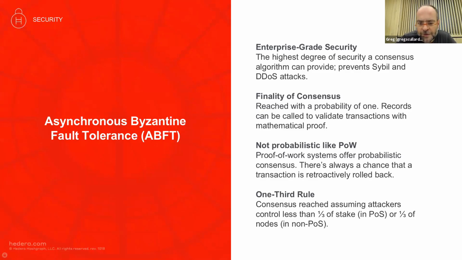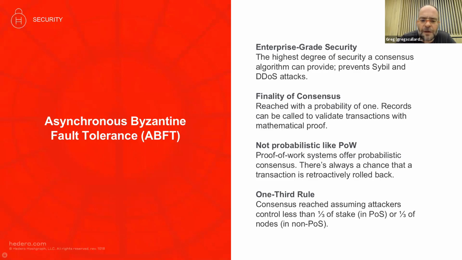And that's of significant importance to those enterprises who need to rely on the kind of safety, if you want, of their transactions not being rolled back. And finally, ABFT followed a 1/3 rule. It allows us to achieve consensus finality, but only if bad actors control less than 1/3 of the stake in a proof of stake system, or 1/3 of nodes in a non-proof of stake system.